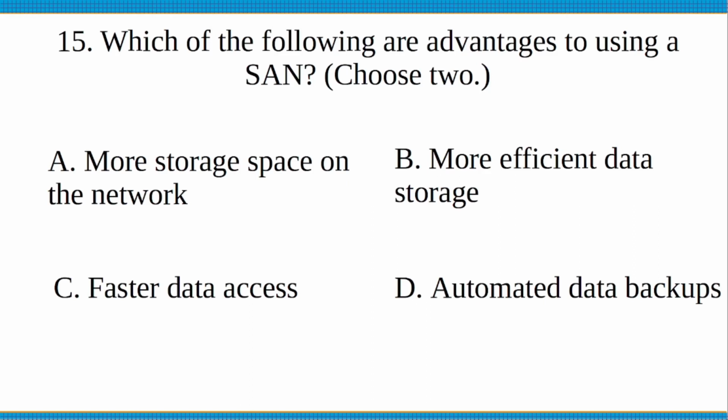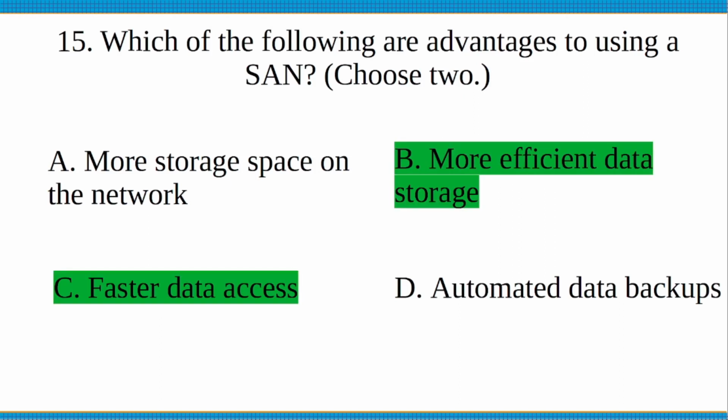Number 15. Which of the following are advantages to using a SAN? SAN stands for Storage Area Network. A. More storage space on the network. B. More efficient data storage. C. Faster data access. D. Automated data backups. The answers are B, more efficient data storage, and C, faster data access.